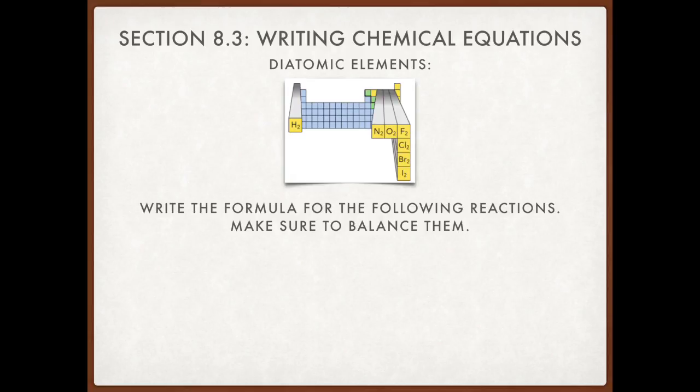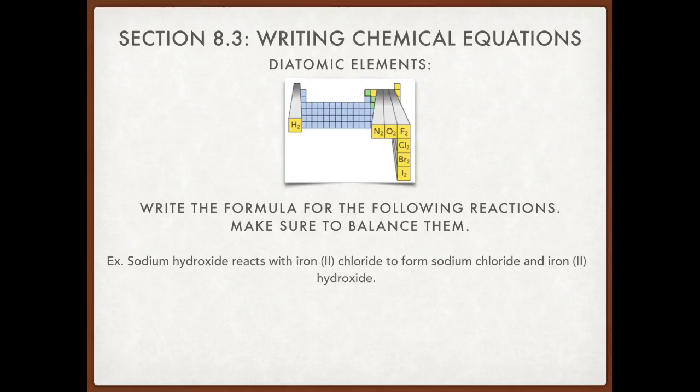So let's actually write the formula for a reaction. I'm told I have sodium hydroxide reacting with iron 2 chloride. So those are going to be my reactants. So I'm first going to write the chemical formula for sodium hydroxide. Well, sodium, this is an ionic compound, so I'm going to cross charges. Sodium has a +1 charge. Hydroxide has a -1 charge, so that would just be NaOH.